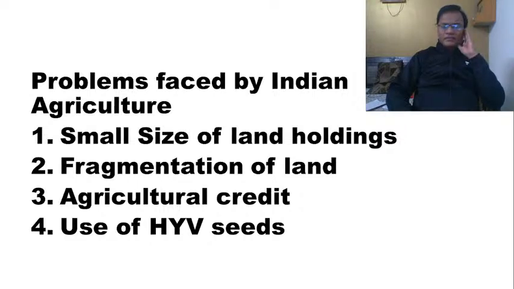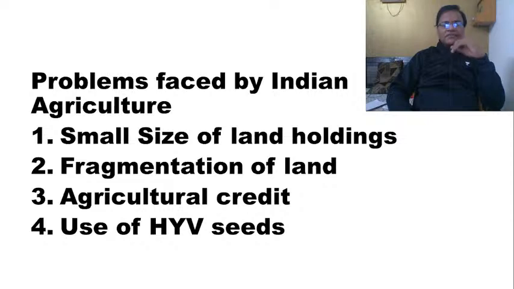First and foremost, the first problem, as we say, is the small size of land holdings. More than 89% of our land holdings are very small. We call them small and marginal farmers: those who have less than 1 acre of land, those who have less than 2 acres of land.